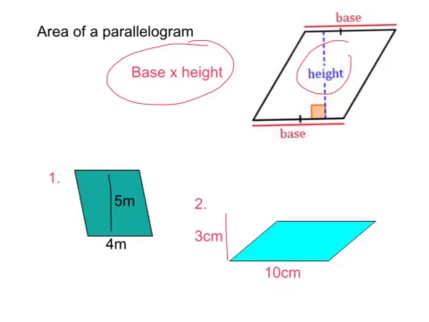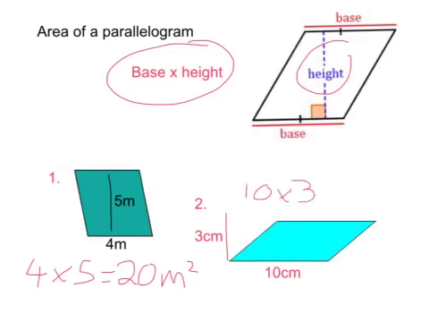So, if we have a look at question 1, the base is 4 times the height, which is 5, so the answer would be 20 metres squared. For question 2, our base is 10, our height is 3. This time they're centimetres, so the answer would be 30 centimetres squared.